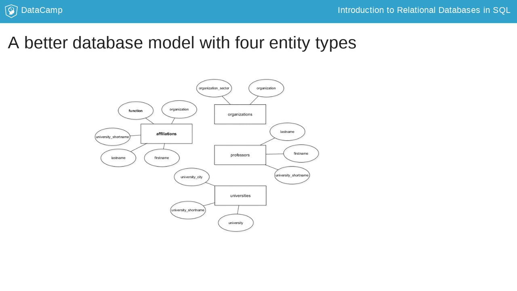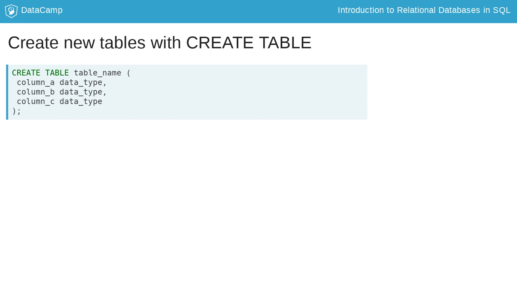It connects professors with their respective organizations where they have a certain function. The first thing you need to do now is to create 4 empty tables for professors, universities, organizations, and affiliations. This is quite easy with SQL. You'll use the create table command for that.